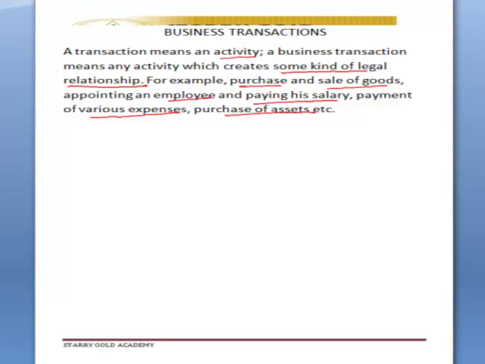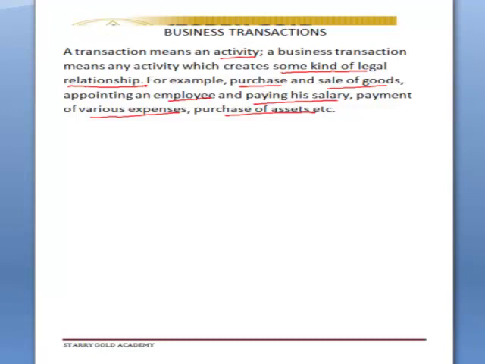As long as there is a legal obligation, and not only that there is a legal obligation, but there is an outflow or expected inflow of revenue, of income, of money. As long as the legal obligation is creating an outflow of resources of the reporting entity, or an inflow of resources of the reporting entity, such transactions are what we know as business transactions.